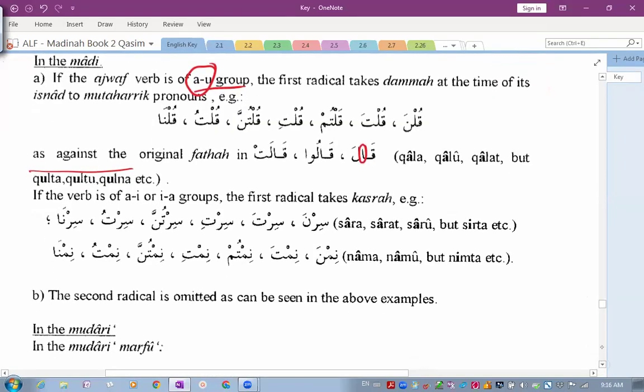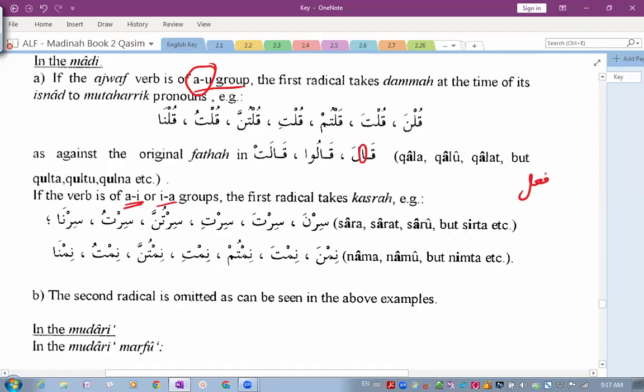And if the verb is of AE group, so Bab Daraba Yadribu, or Bab Samia Yasmau, these two, the first radical takes a kasra. So Sirna, Sirta, Sirtuma, Sirtum, all of these changes take place. Nimna, Nimta, Nimtuma, Nimtum. So we saw that also. Let's take a look at the way we learned.